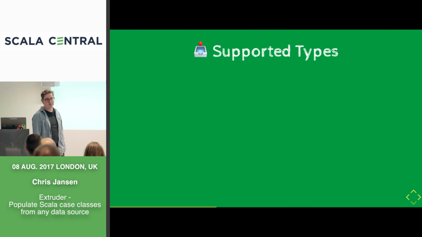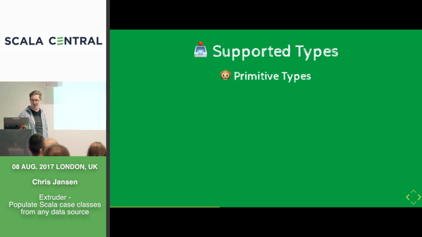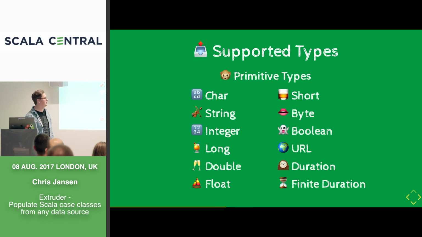So supported types. Extruder gives you a few things out of the box. So primitive types. Notice my emoji pairing here. I'm very proud of this. Especially this one. I won't read them all out.